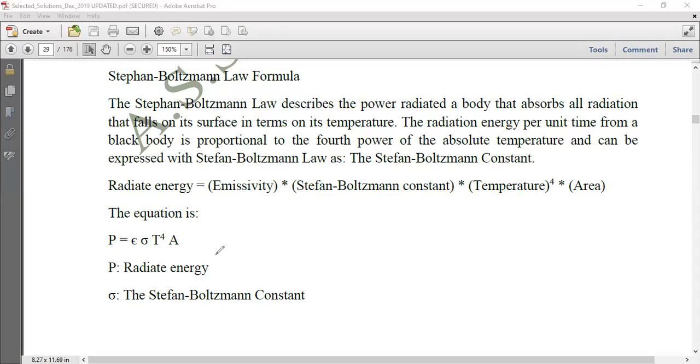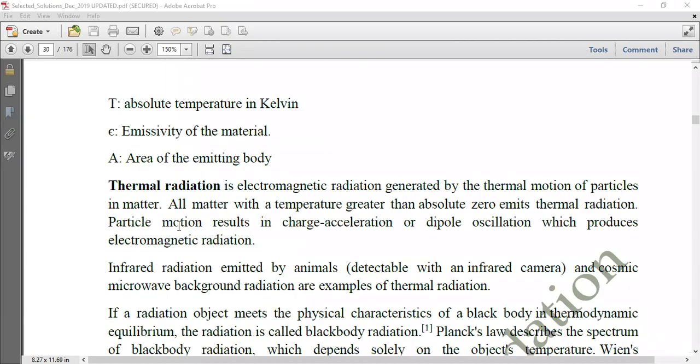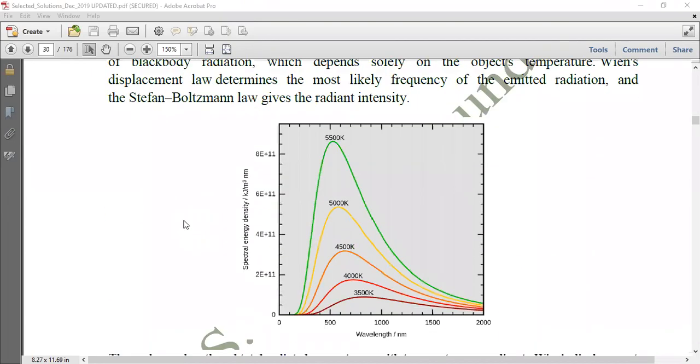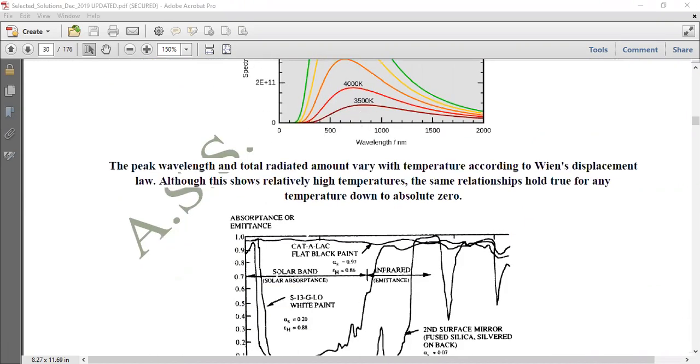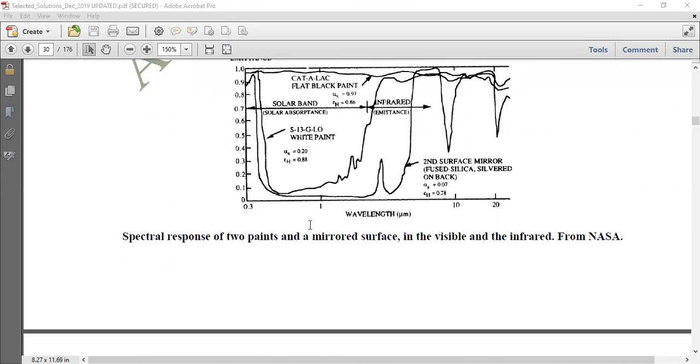Then if you see the next graph, on one side we have the spectral energy and on the other side the wavelength. You can see it has maximum emissivity at lower wavelength. It is not only the peak wavelength; the total radiation you can see here is given by the Stefan-Boltzmann law and Wien's law.